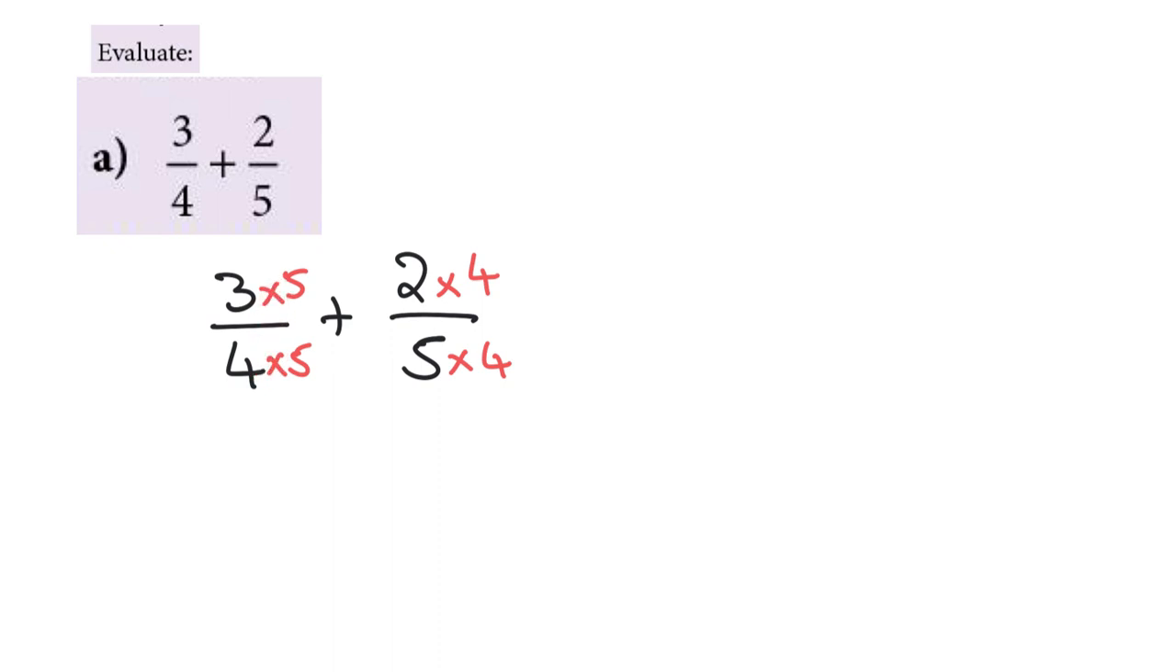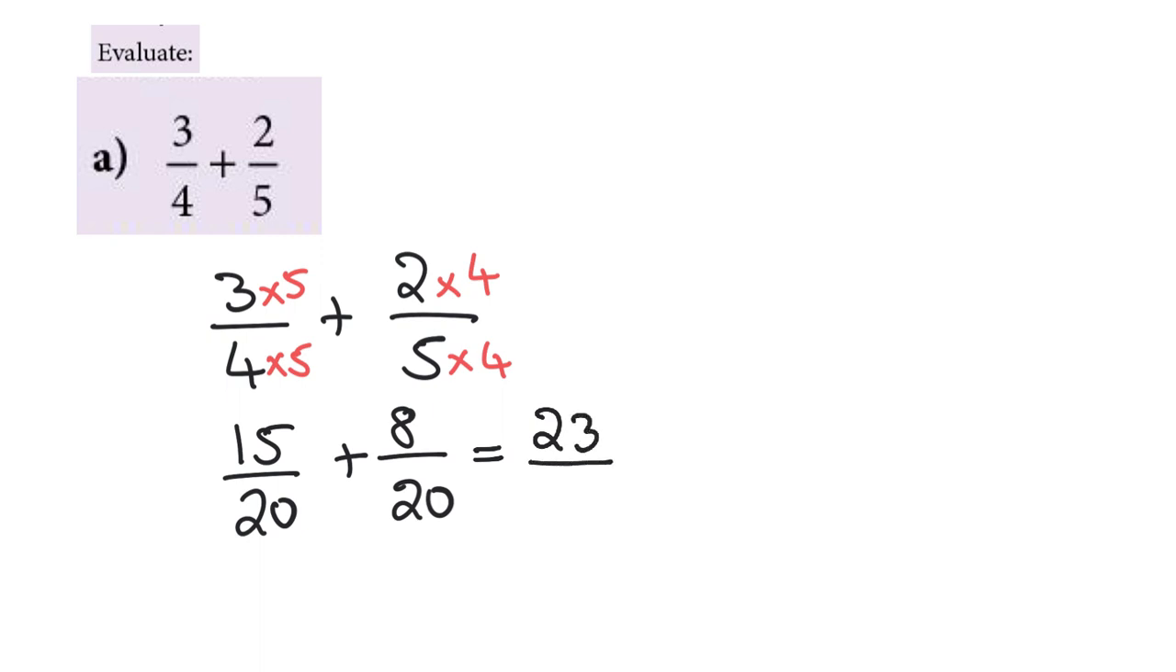This becomes 15 over 20, plus this becomes 8 over 20. Now are the denominators the same? Since the denominators are the same, I can add the numerators. So let's add them. 15 plus 8 is equal to 23, divided by the denominator as it is, 20.